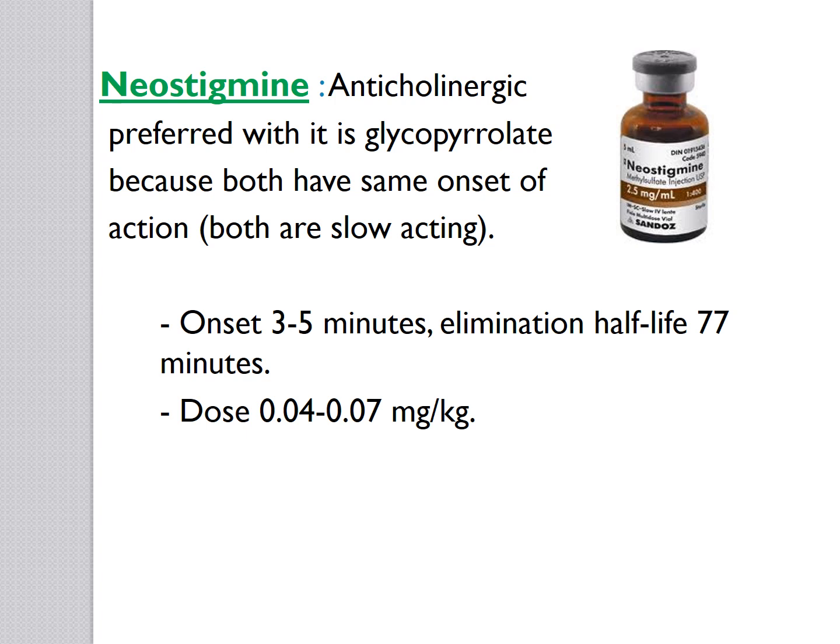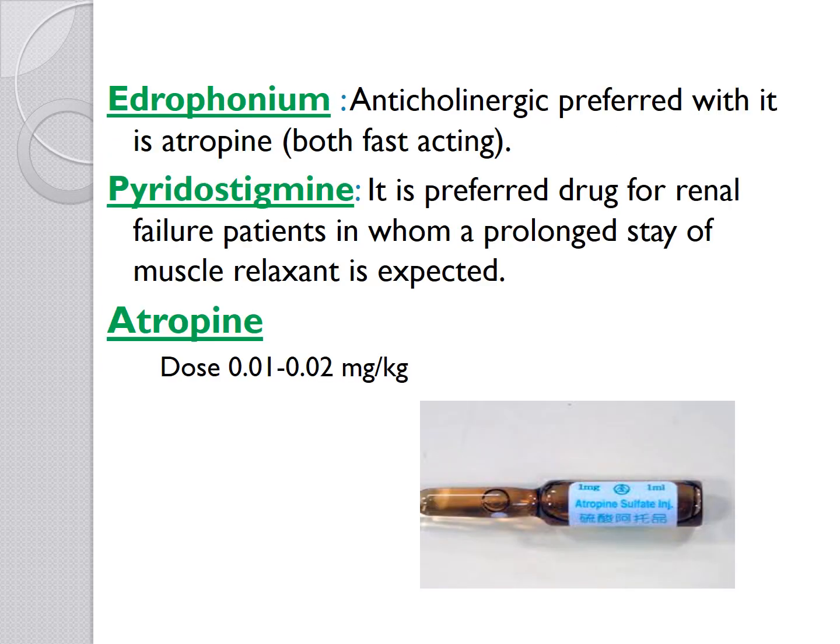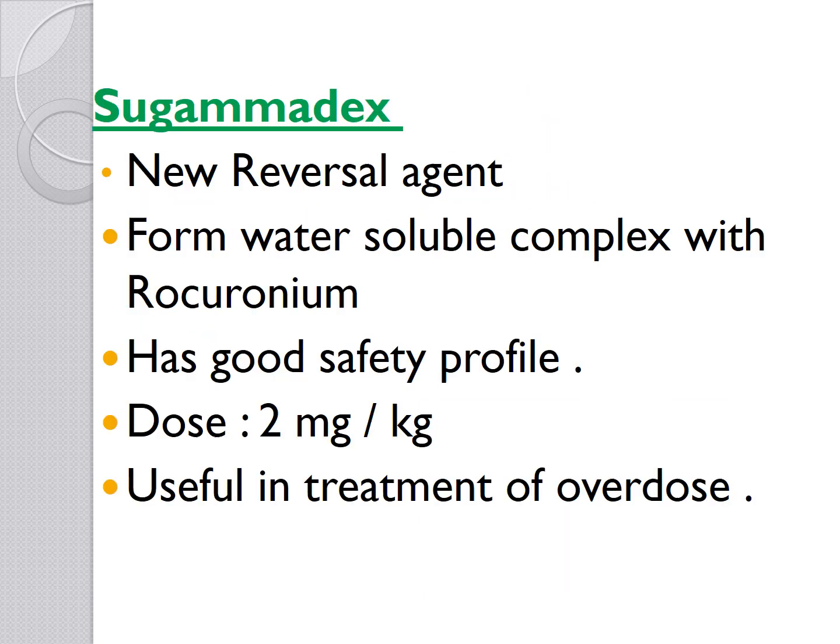Neostigmine: the anticholinergic preferred with it is glycopyrrolate because both have the same onset of action. They are both slow acting. Onset from 3 to 5 minutes. Elimination half-life 77 minutes. Dose from 0.04 to 0.07 mg per kg. Edrophonium: the anticholinergic preferred with it is atropine, both fast-acting. Pyridostigmine is a preferred drug for renal failure patients in whom a prolonged stay of muscle relaxant is expected. Atropine, the dose of atropine is from 0.01 to 0.02 mg per kg.